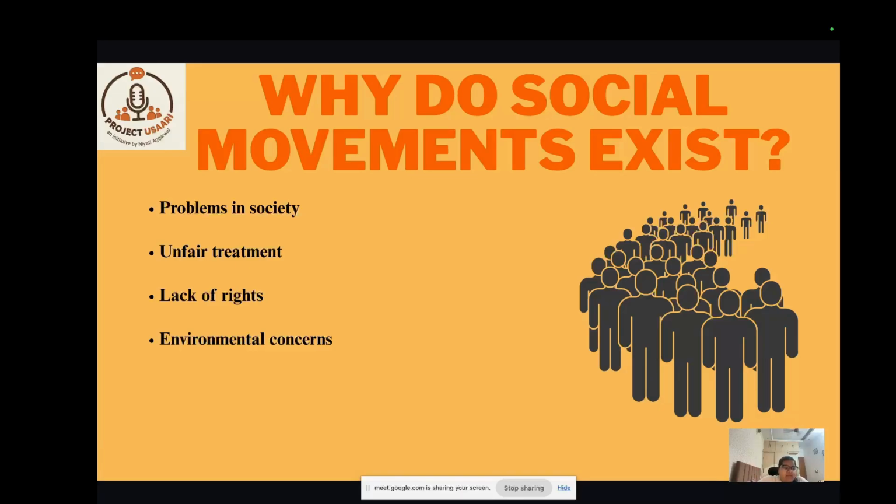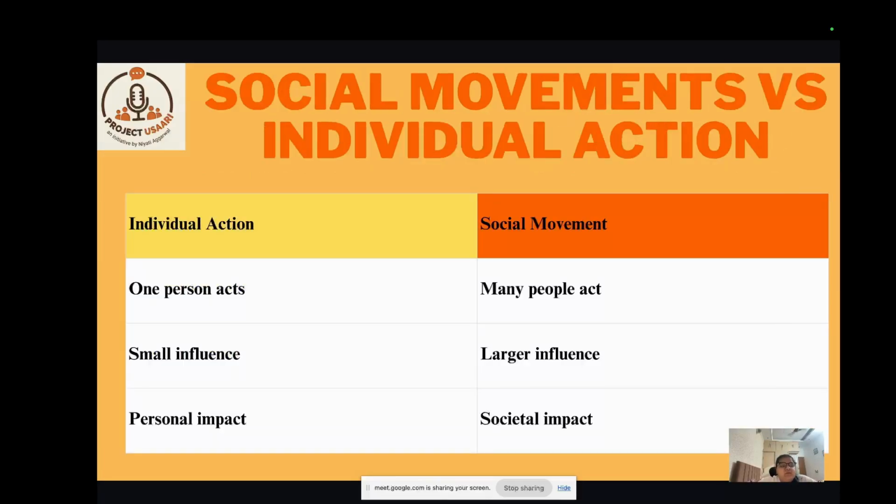Lastly, environmental concerns. Problems that may harm nature, wildlife, or planet, such as pollution, deforestation, or climate change. Again, very easy. Now, social movement versus individual action. Again, this is a very easy slide. Individual action is an action that you take by yourself, that an individual takes. Here, just one person acts, whereas in a social movement, a lot of people are acting together.